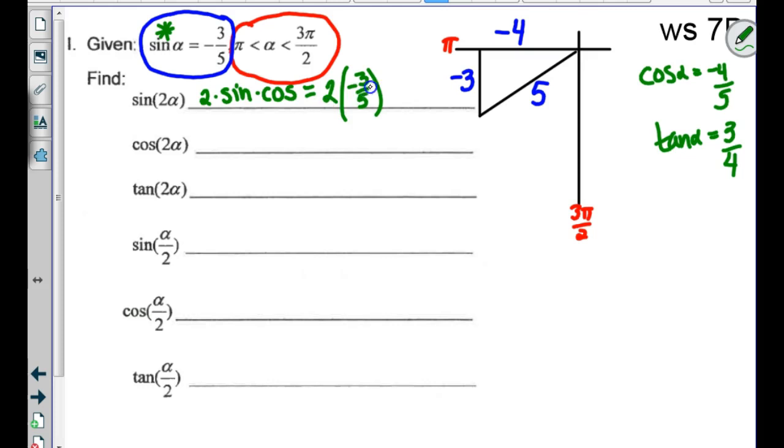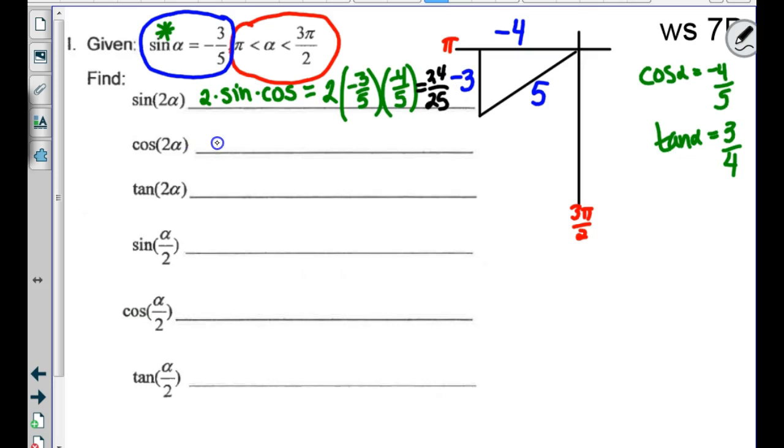So 2 times sine times cosine, and the cosine we said was negative 4/5. Okay. What is that going to simplify to? Use your calculator if you need to, guys. It is 24 over 25 because it's 2 times negative 3 times negative 4. And the bottom is 5 times 5. But feel free to use your calculator on these. It will do them, as long as you put the parentheses, do math, enter, enter at the end.